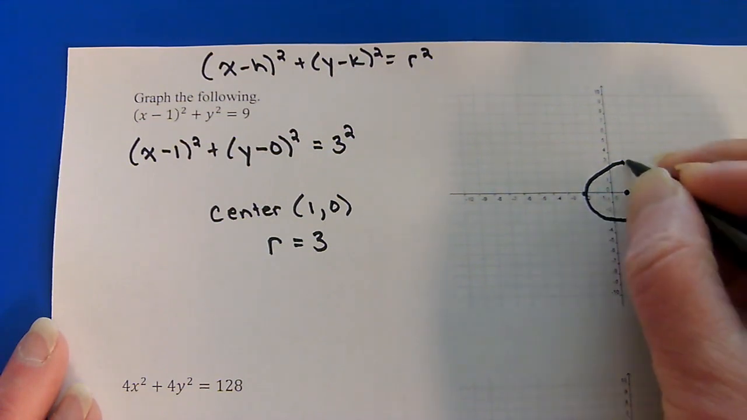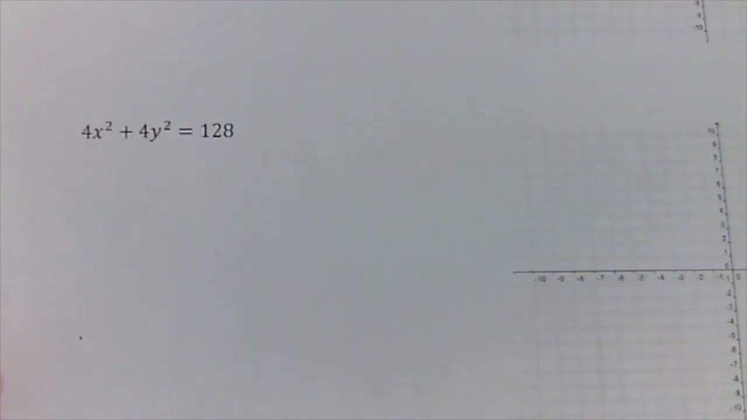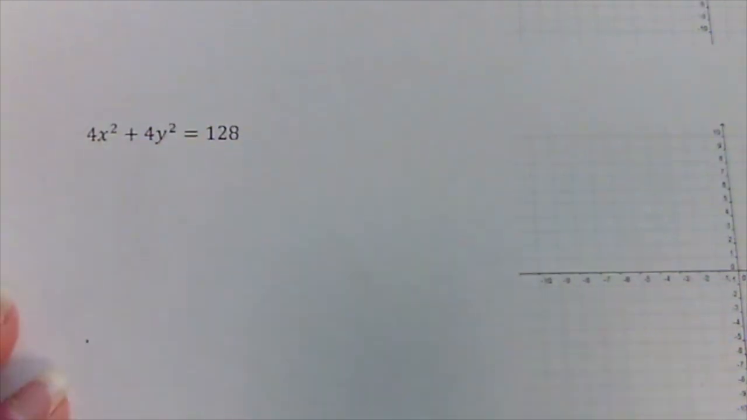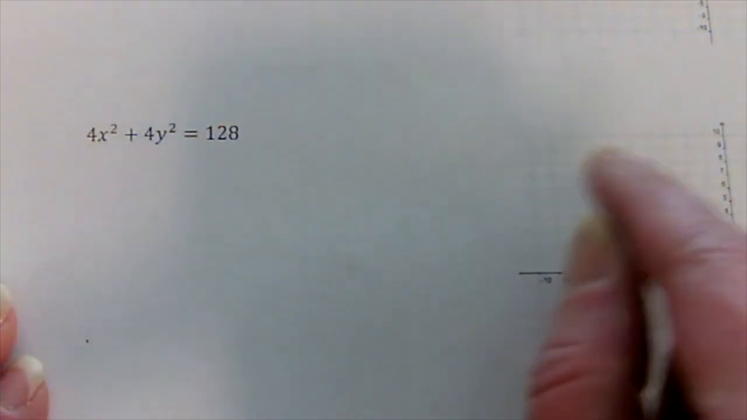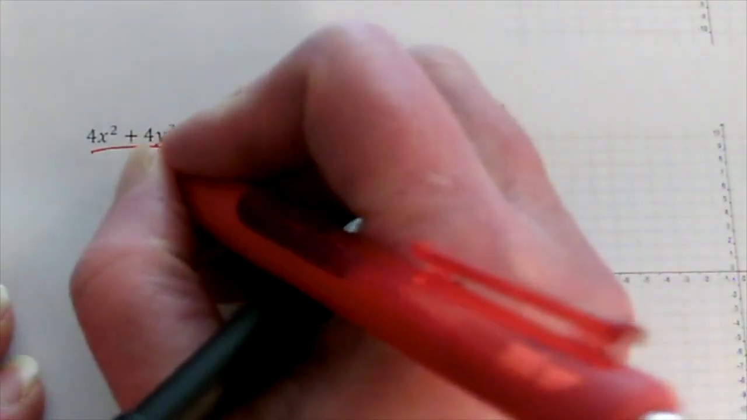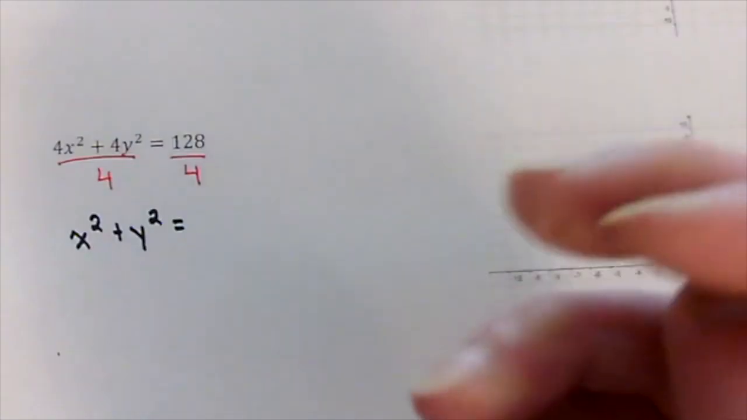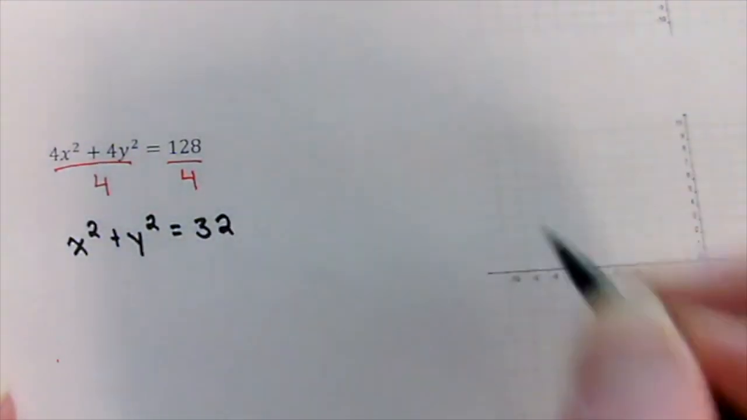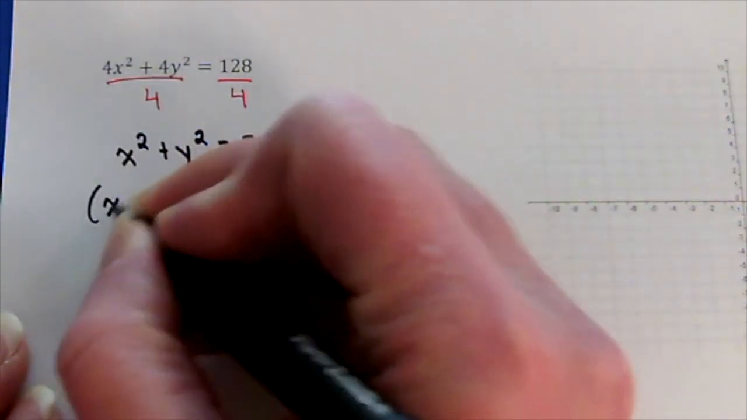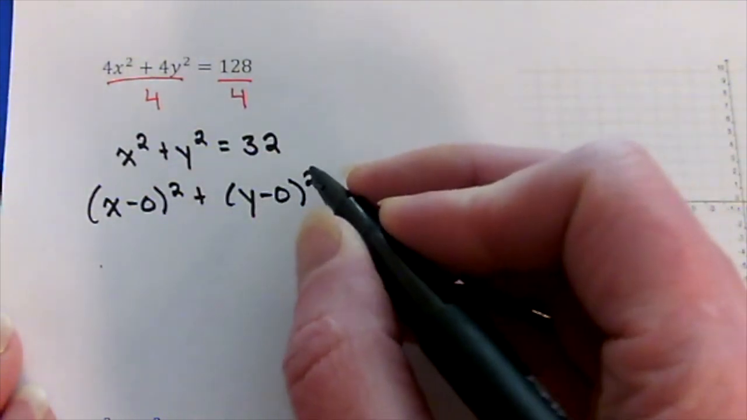Okay, there's a couple of issues with this problem. First off, I don't really like these 4s being there. So guess what we can do? As long as I do it to both sides of the equation, I'm okay. I'm going to divide both sides by 4. So 4x squared divided by 4 would just be x squared, and this would just be y squared, equals, and then 128 divided by 4 is going to be 32. Now this is really x minus 0 squared and y minus 0 squared, and 32.